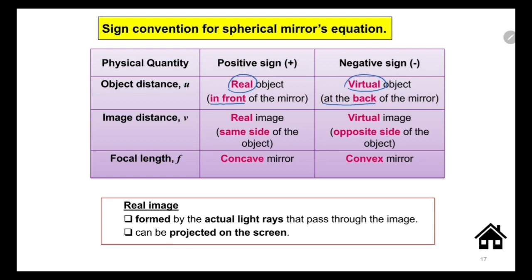The image distance will be positive if it is located on the same side as the object, and we call that image real, and the image distance is negative if it is located on the opposite side from the object, and it is a virtual image. And I repeat again, focal length for a concave mirror is positive, however for a convex mirror it is negative.